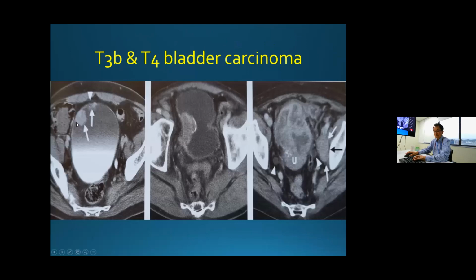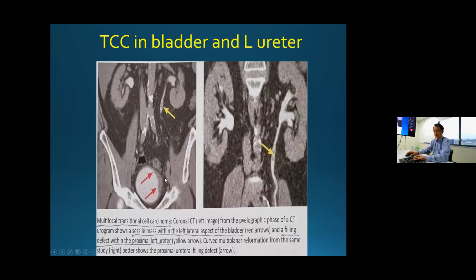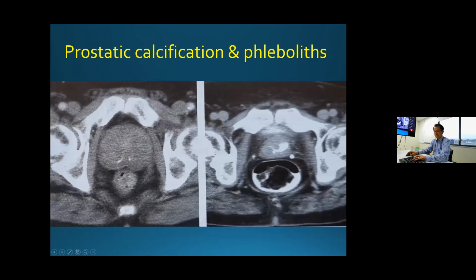Bladder cancer here, inside the bladder. Here, the urothelial tumor is connected all the way to the kidney, or the same. It's a prostatic phlebitis in the vein.